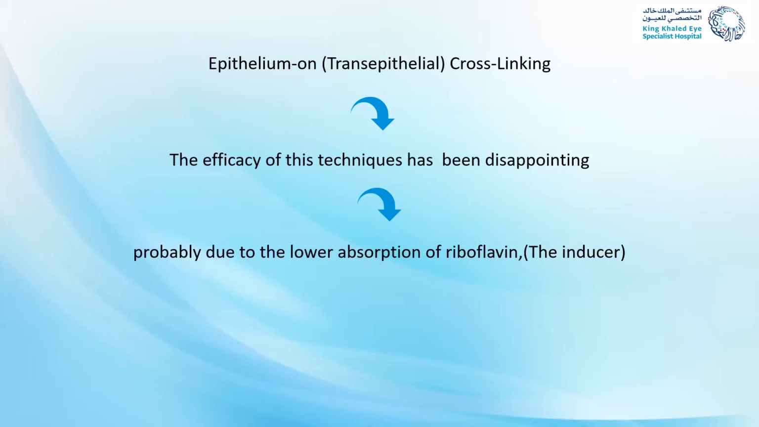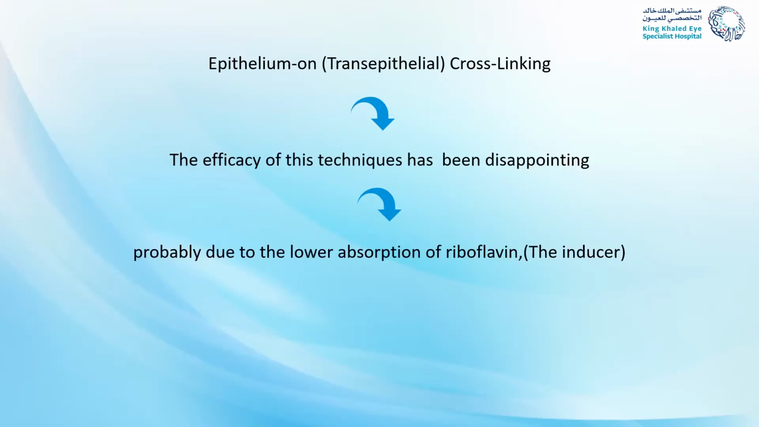Before proceeding, because I know it's probably a long presentation, I just want to point out some things while we go and revisit them later. The riboflavin is quite an important inducer to be present in this photochemical reaction of cross-linking. Why? Because in the process of cross-linking, some protocols call for an epithelium-on or transepithelial technique. When you keep the epithelium and don't remove it, this hinders or reduces riboflavin absorption and penetration into the stroma. And by that, it will reduce the efficacy of the technique.